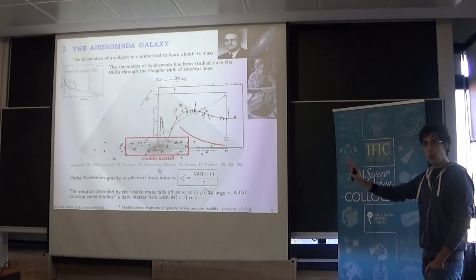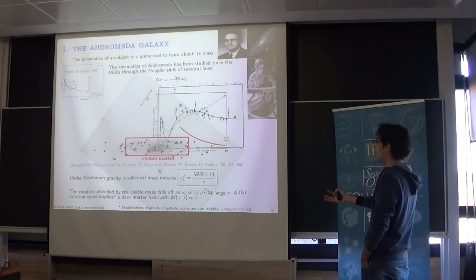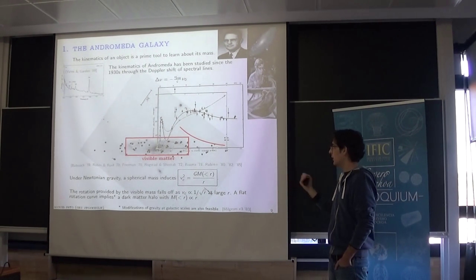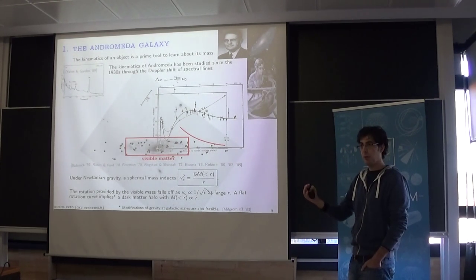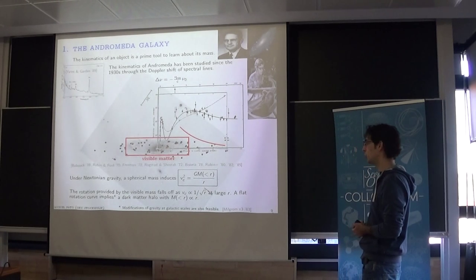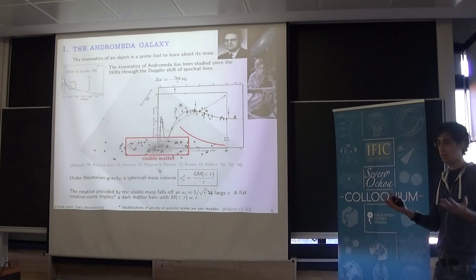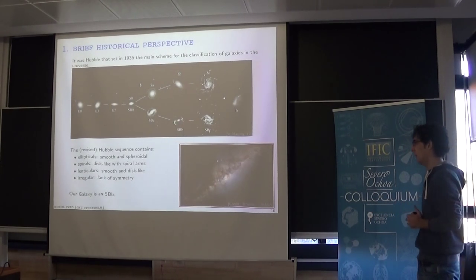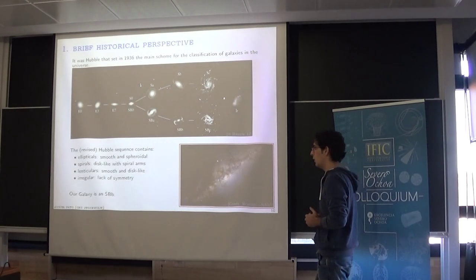This was just the case of Andromeda. In the 70s and in the 80s, this behavior was also observed with similar kinds of data in many other spiral galaxies, and this gave a lot of support to the idea of dark matter at the galactic scale. Right, this was my very short introduction on the topic.